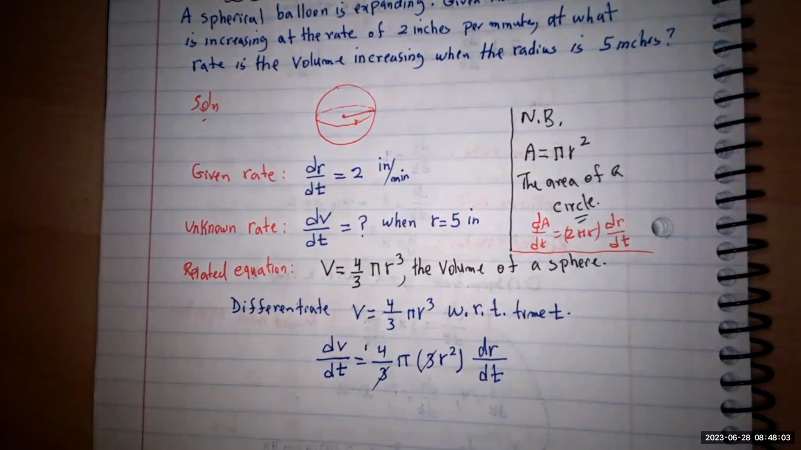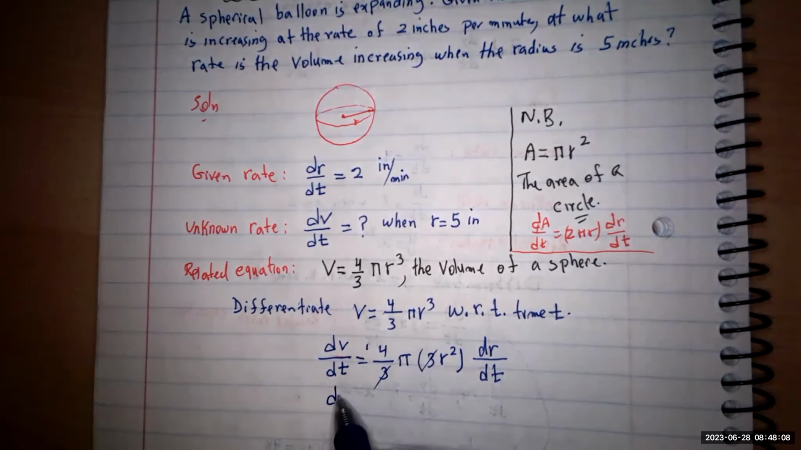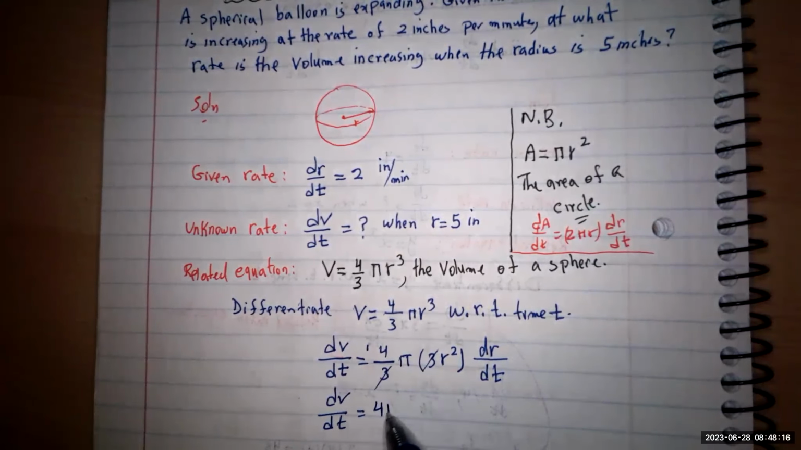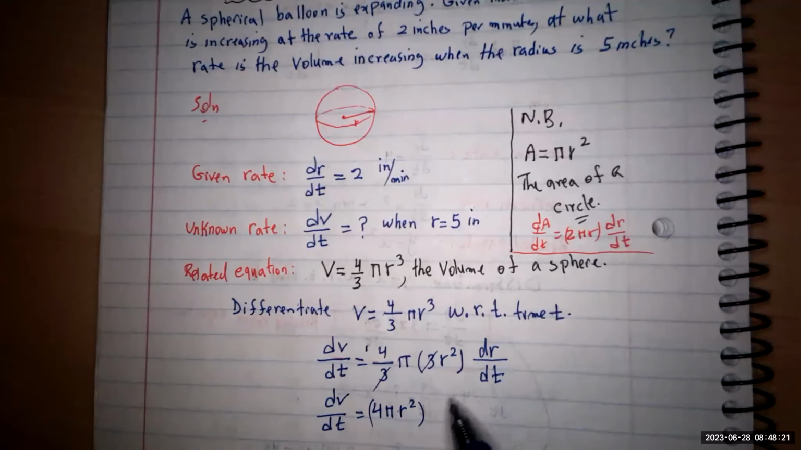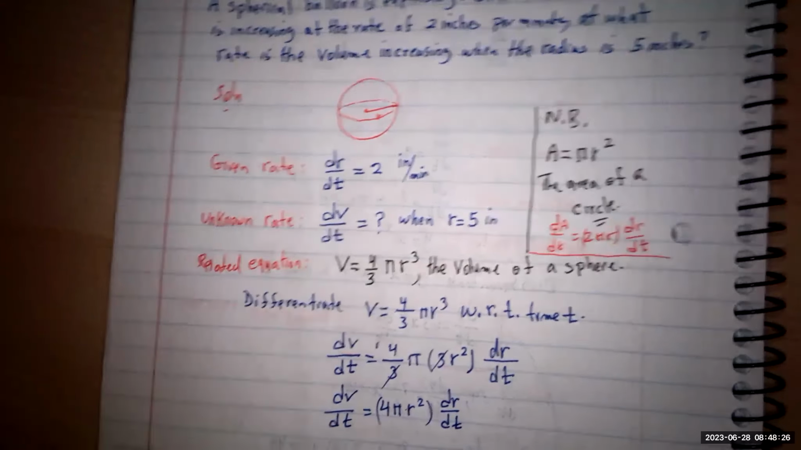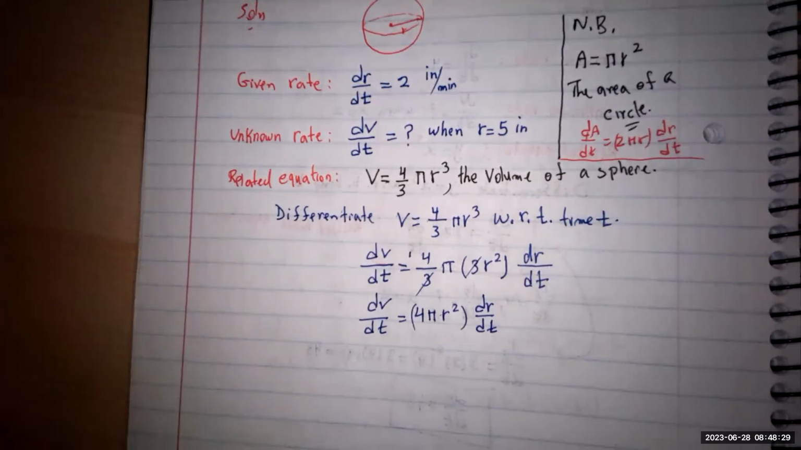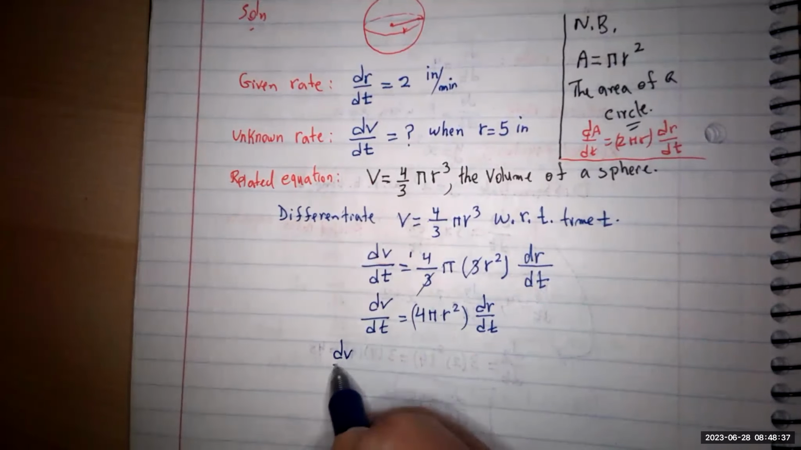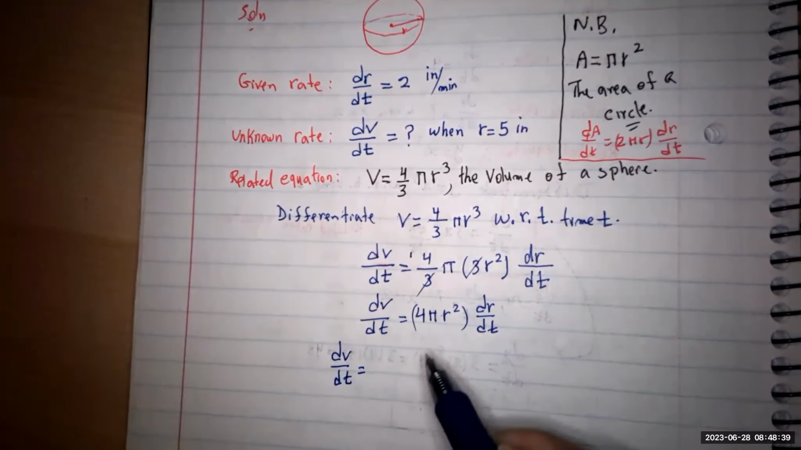So coming back here to finish it. Simplify. So we have dV/dt equal to 4 pi r squared times dr/dt. Now bring in the information and get the result. So what do you have? dV/dt is missing, so that would be dV/dt, missing, equal to 4 pi.